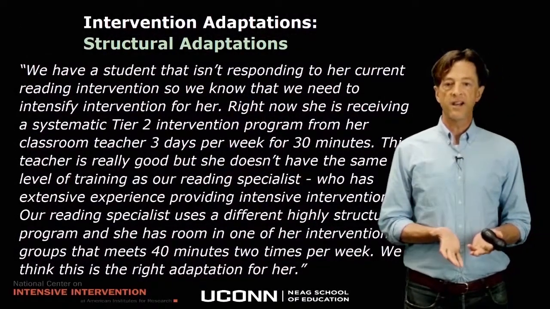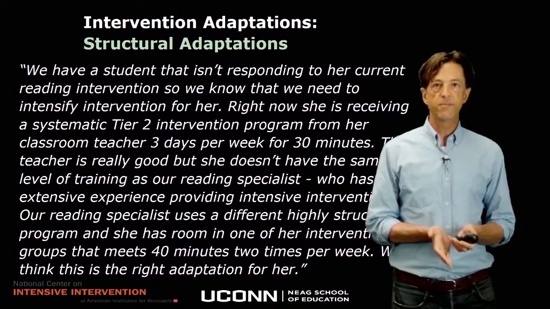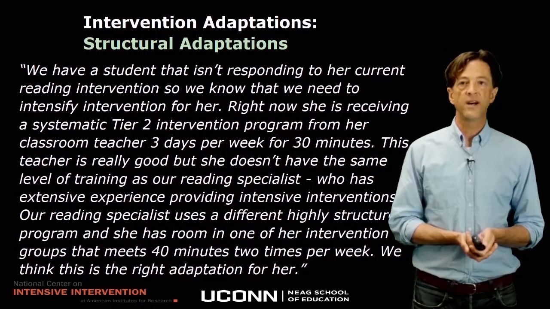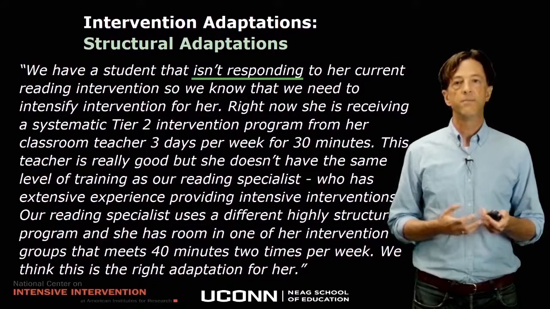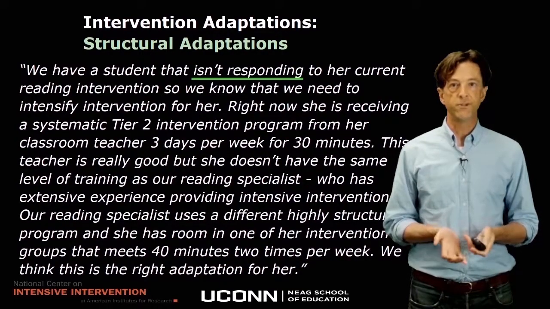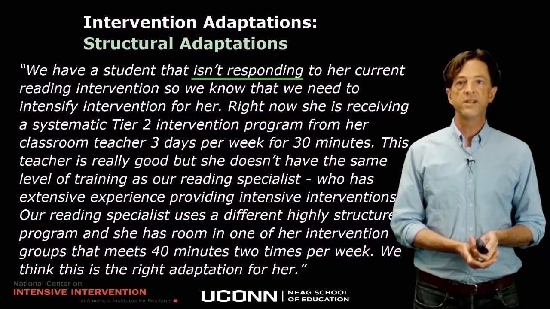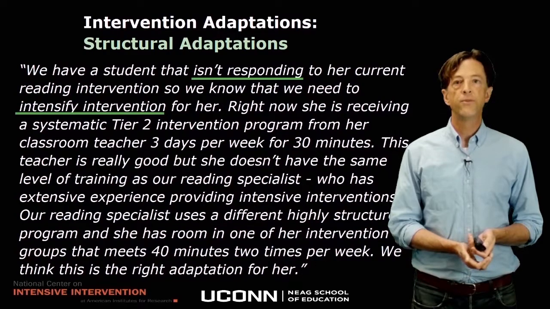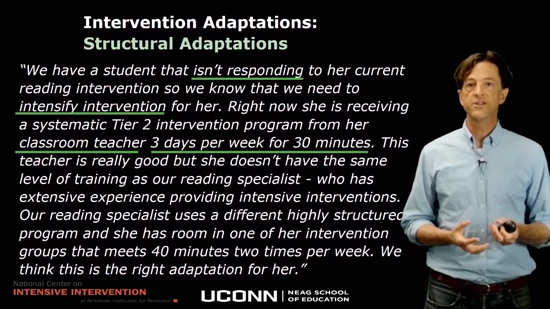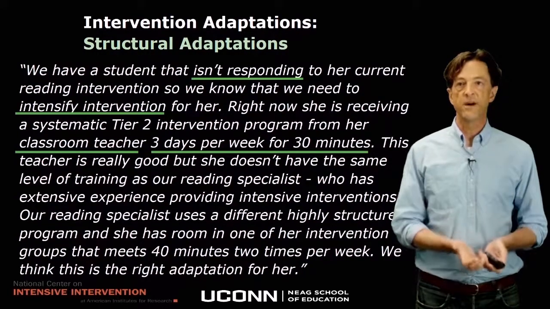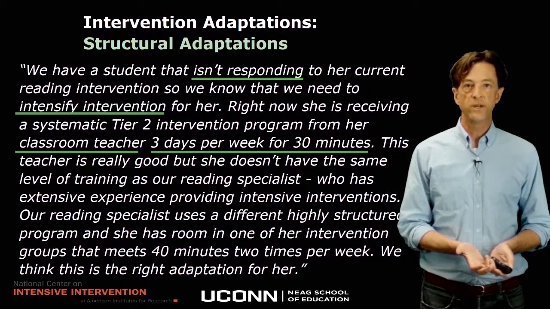So this teacher started off by saying that we have a student that isn't responding to her current reading intervention, so that we know that we need to intensify intervention for her. So again, this is all based on data that suggests that the student isn't responding. Right now, she is receiving a systematic Tier 2 intervention program from her classroom teacher, 3 days per week for 30 minutes. All right, so we have some information about some of these structural elements. It's getting a Tier 2 program, it's being delivered by the classroom teacher, and it's 3 days a week for 30 minutes.